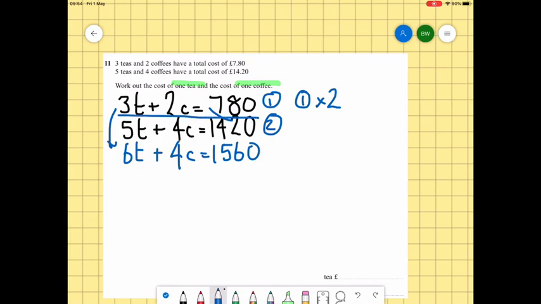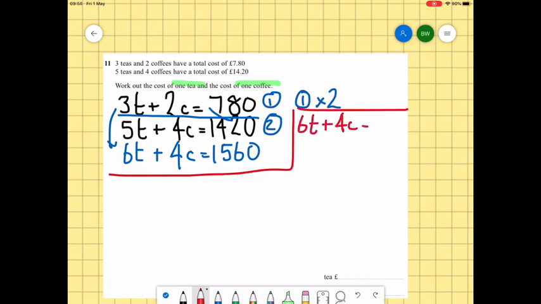So I've now got 2 equations, and I'm just going to rewrite them to make it easier for you to see. You don't need to do this, but I've got 6t plus 4c equals 1,560, and 5t plus 4c equals 1,420. So actually what I've got extra in that first line there is an extra t. So I can do that first equation minus the second one.